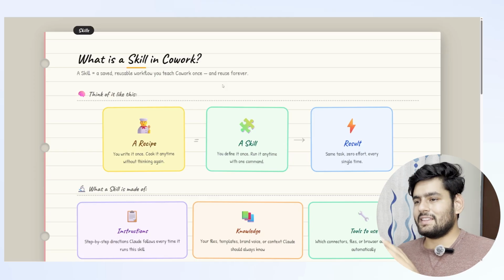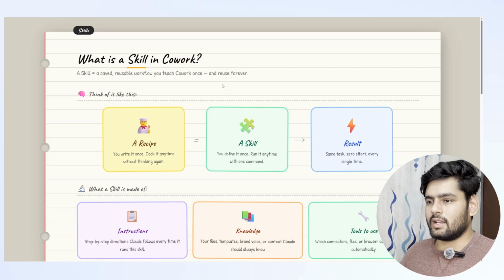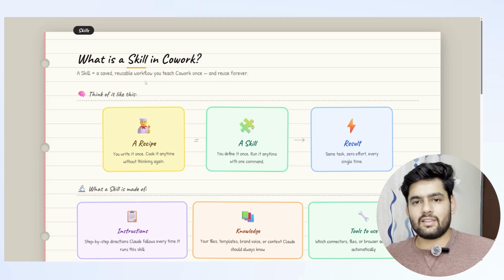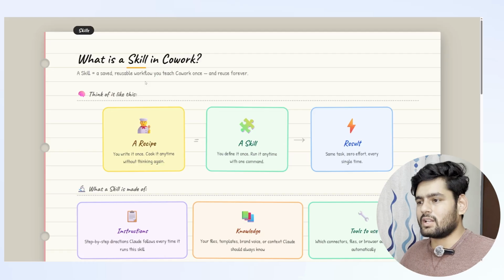But first of all, let's understand what skills are in Cowork. Now, a skill is a saved, reusable workflow you teach Cowork. So in simple words, skills are a way to teach Cowork how to do a particular task repetitively.